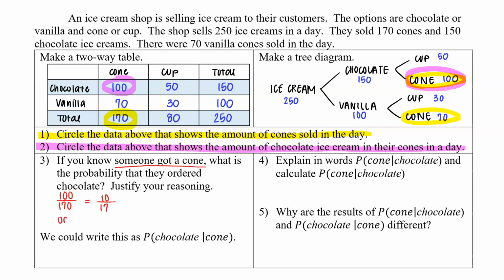In words, we could write this as the probability of chocolate given cone.